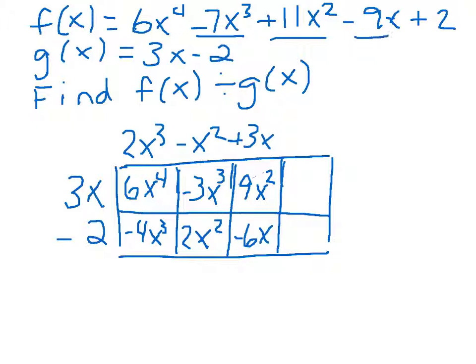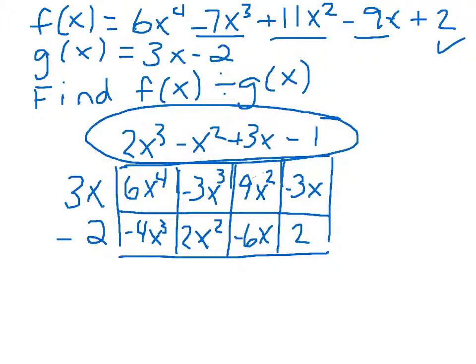When I go back and look at f of x, I didn't want negative 6x, I wanted negative 9, so I need to subtract 3 more, which is going to make the last term negative 1. And then negative 1 times negative 2 is positive 2. That checks out with what I wanted for f of x. So my solution would be this part right up here.